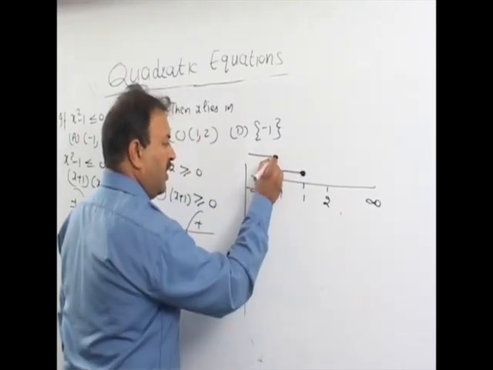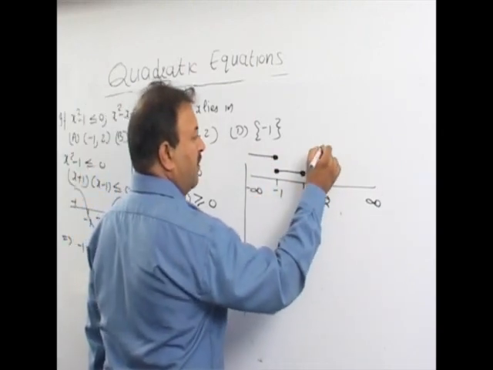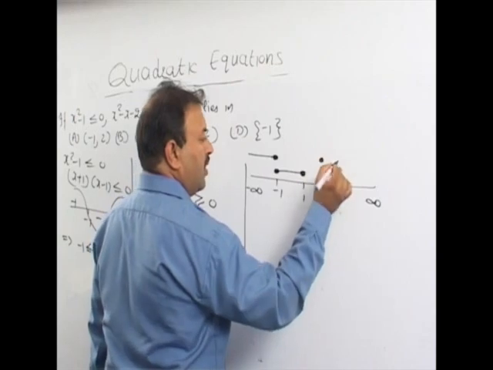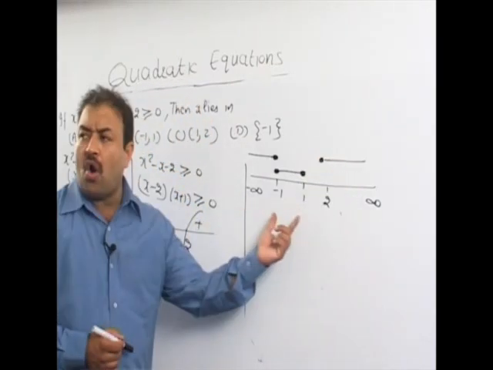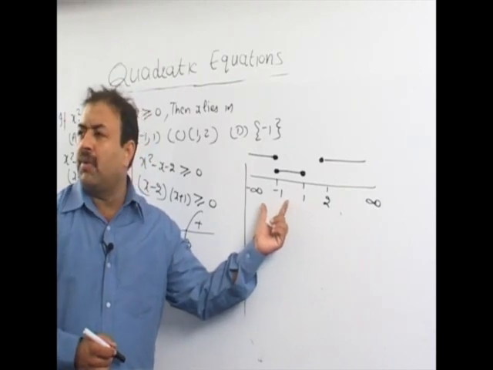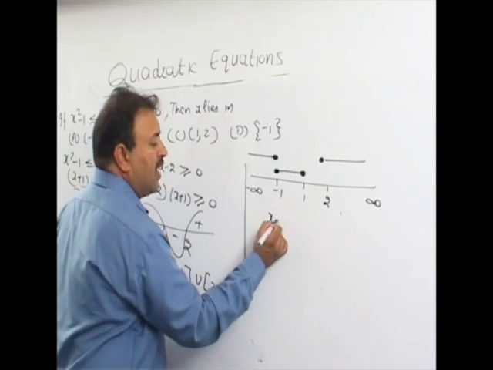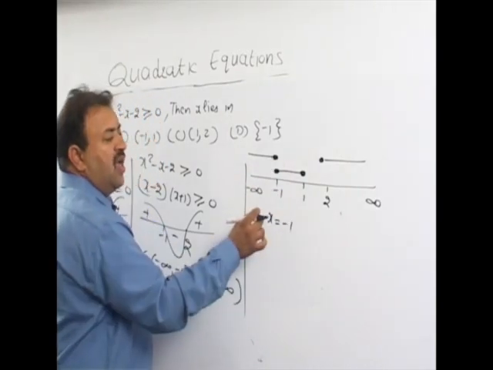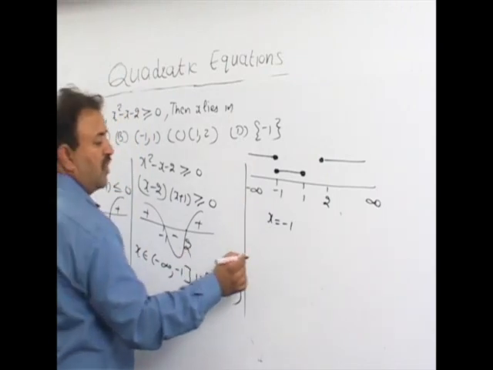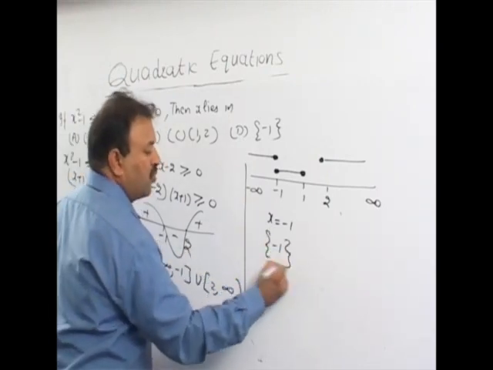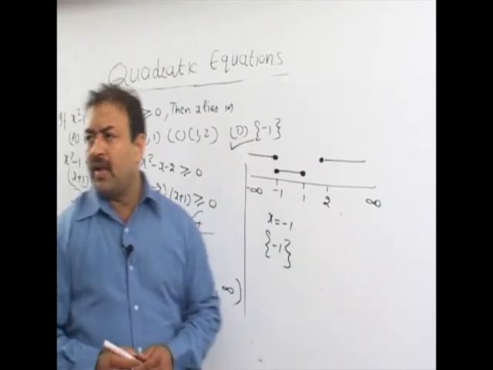Here it will be minus infinity to 1, and here it will be 2 to infinity. Now if we look upon the common area or the common points, we find that only x equal to minus 1 is the common point where these two results are satisfied. So the right option we got is minus 1 only. That means the right option is D.